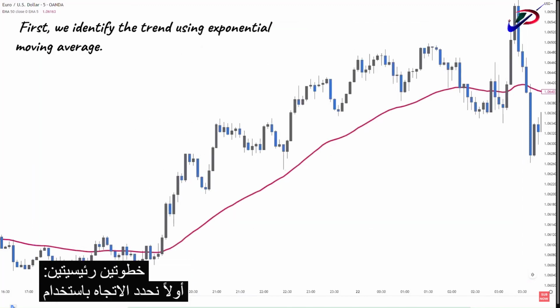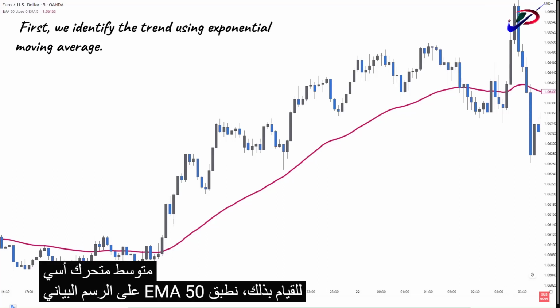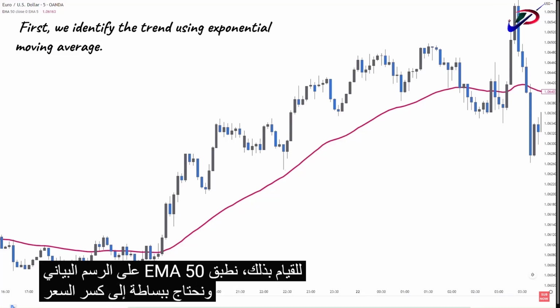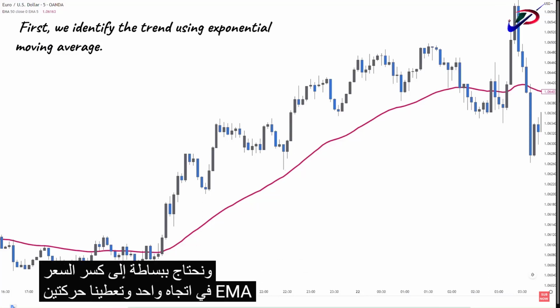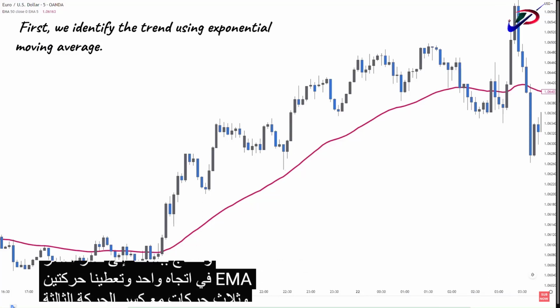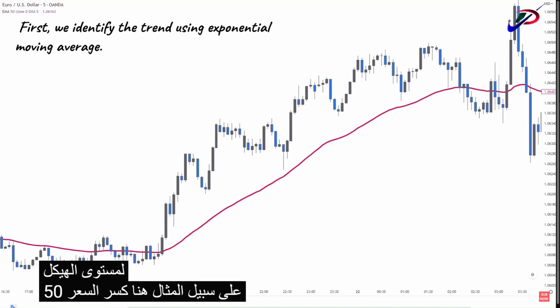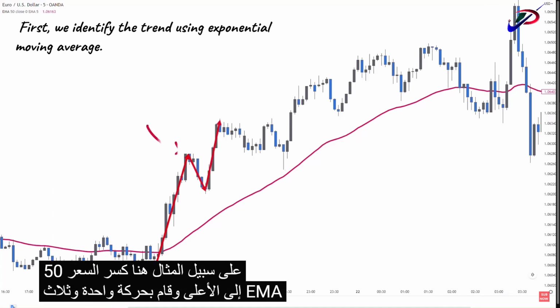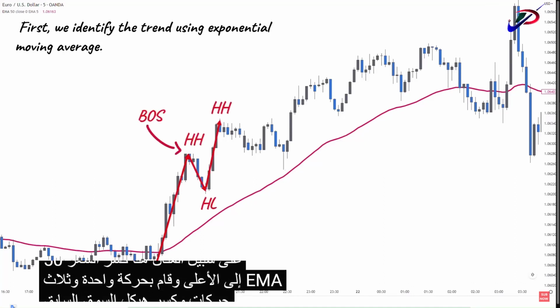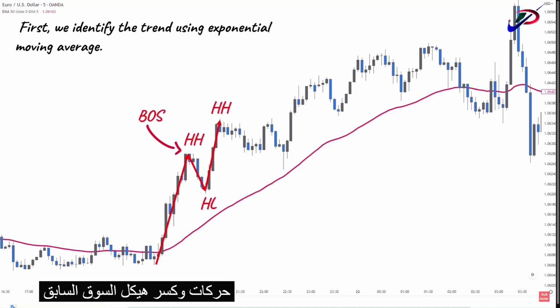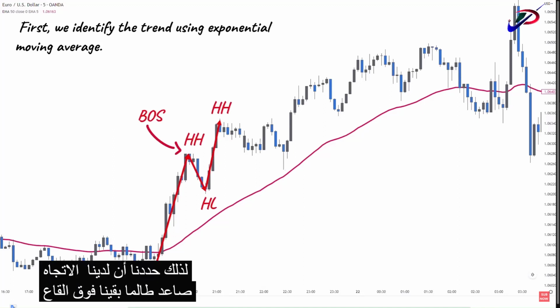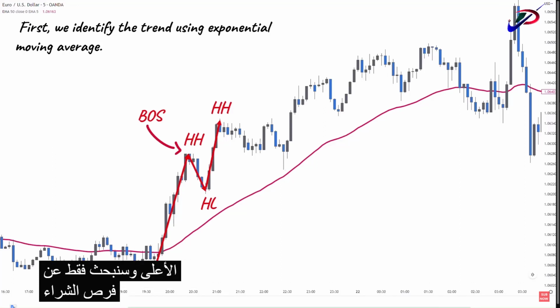First, we identify the trend using an exponential moving average. To do that, we apply EMA 50 on the chart, and simply need the price to break the EMA in one direction, and give us 1, 2, 3 moves, with the third move breaking the structure level. For example, here the price broke the 50 EMA to the upside, made 1, 2 and 3 moves, and broke the previous market structure. So, we have identified that our trend is bullish, as long as we stay above the higher low, and we will only look for buying opportunities.